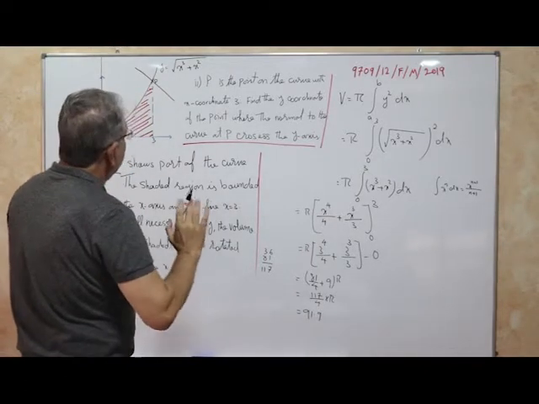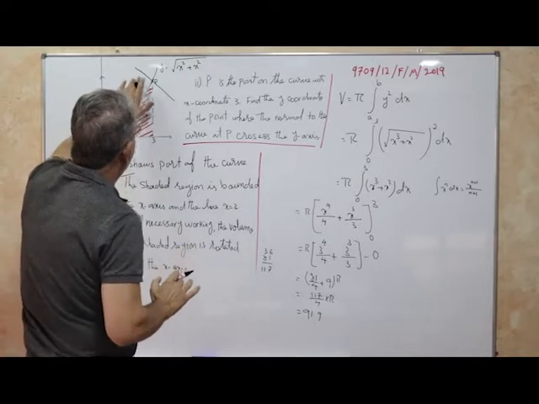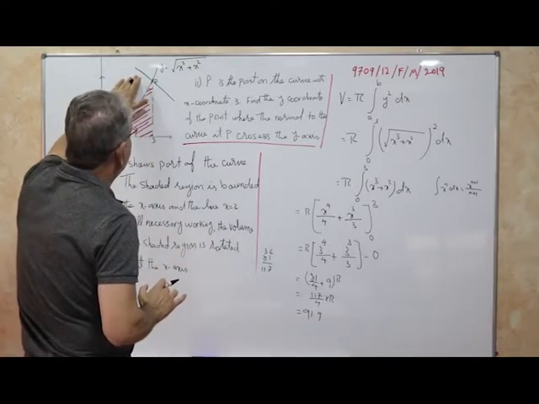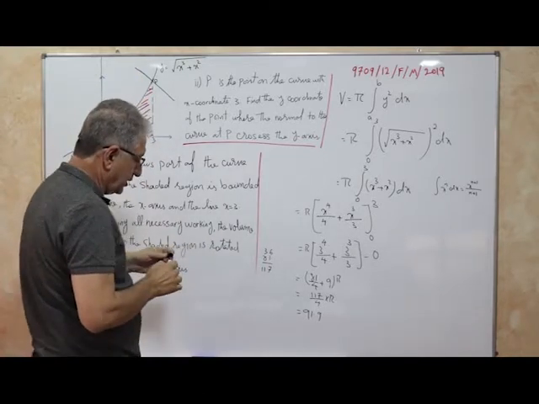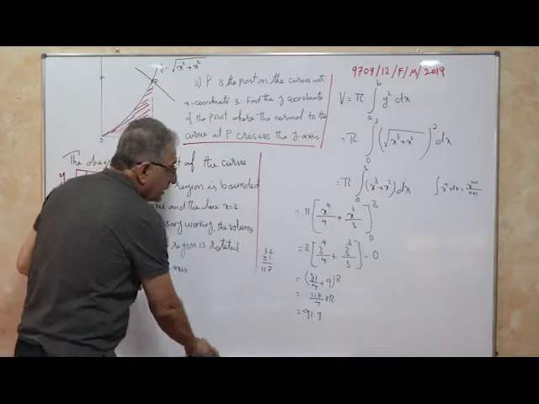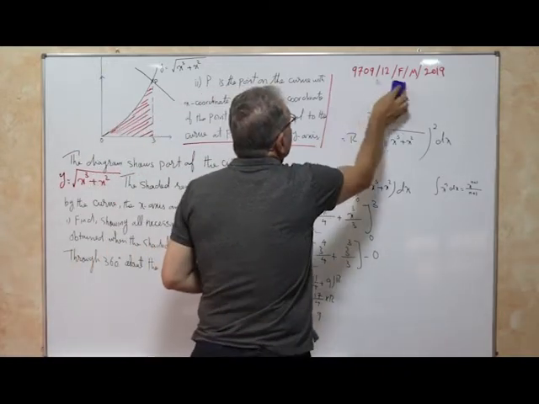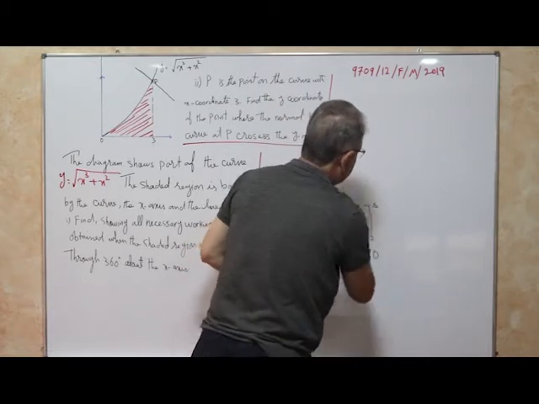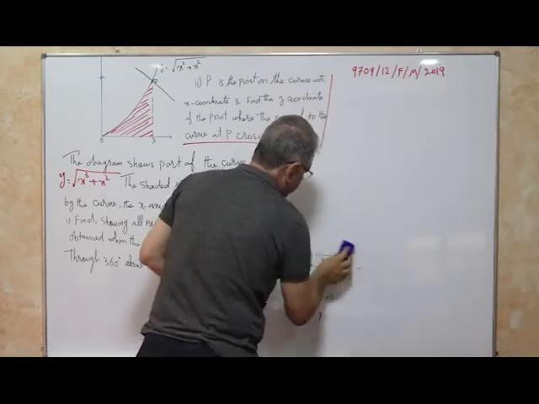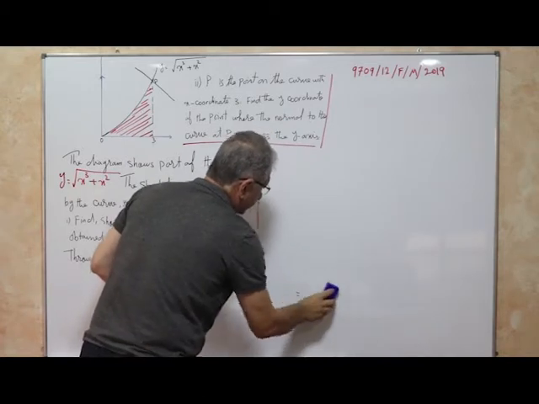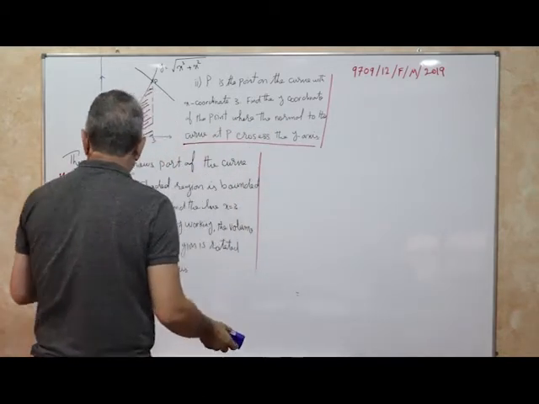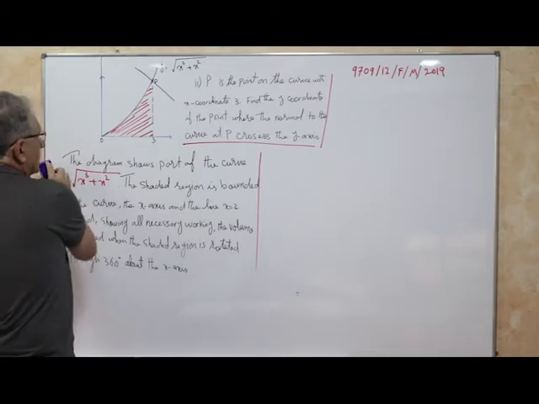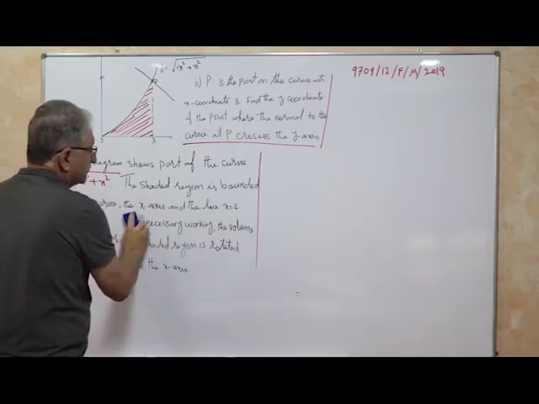Okay, first of all, we have to find the equation of the normal at the point P. Let me erase this and let's see what we want to do. Actually, we don't need this part also.